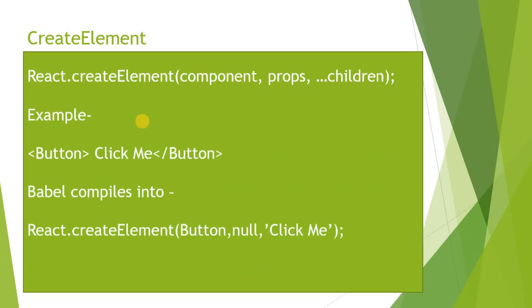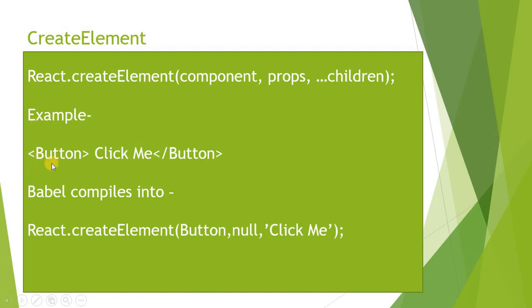So basically the create element syntax is: the first parameter is the component or element which you want to render, the second parameter is props, or particular parameter or value which you want to send into this component, and the third parameter is children that can be nested to any level.